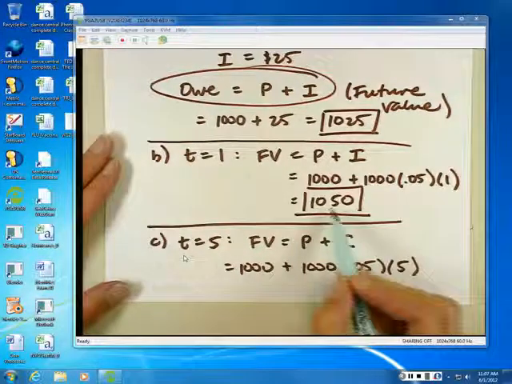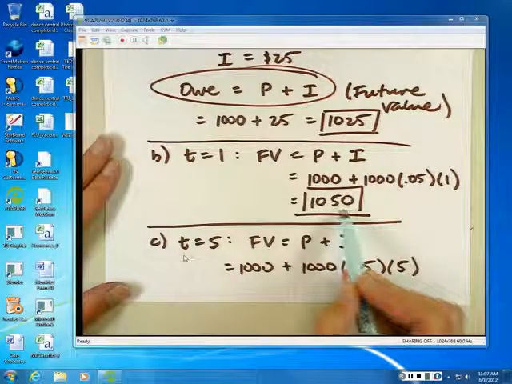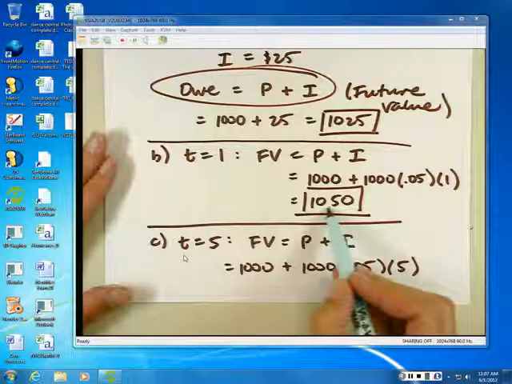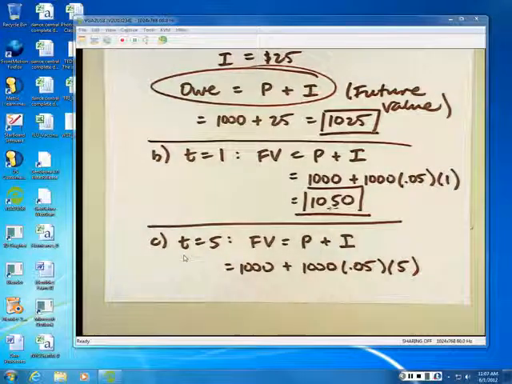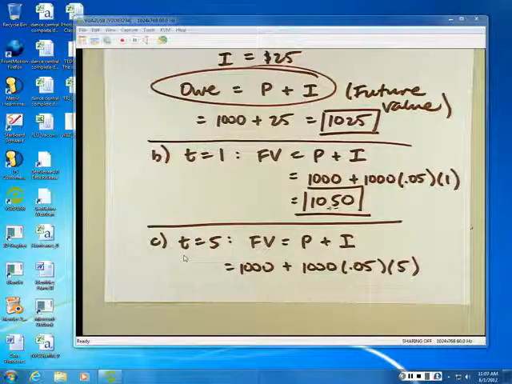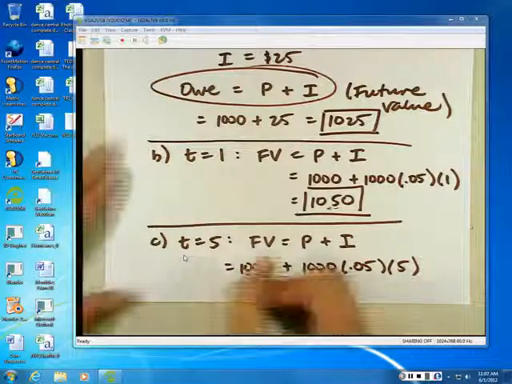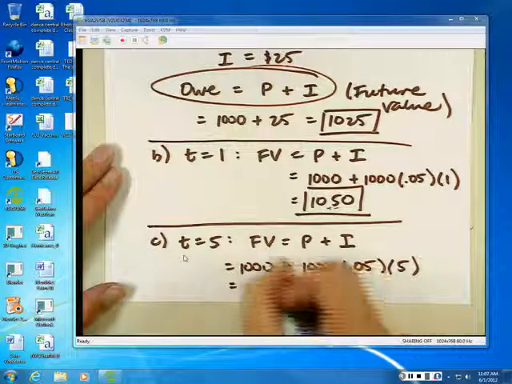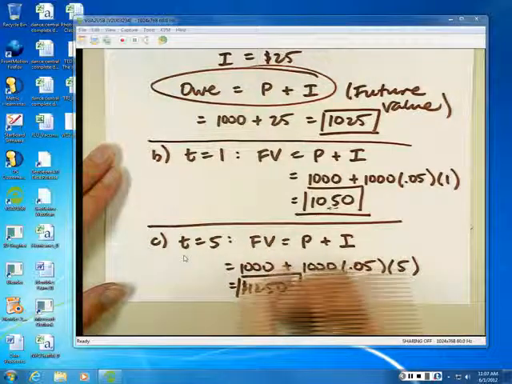Think about what you have right here. I should get 5 times the interest. So 5 times 50, that's 250. Let's confirm that with the calculator. So my principal of 1,000 plus, just calculating this off to the side, 1,000 times 0.05 times 5 years, and that's exactly what I get, $1,250.